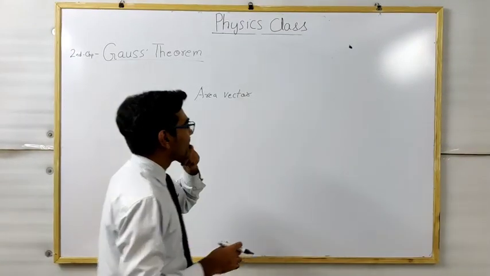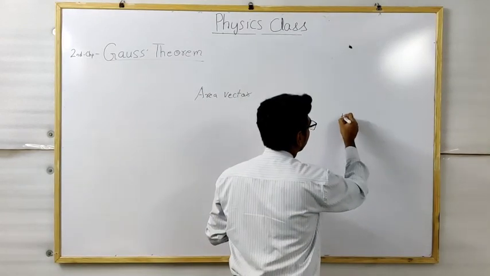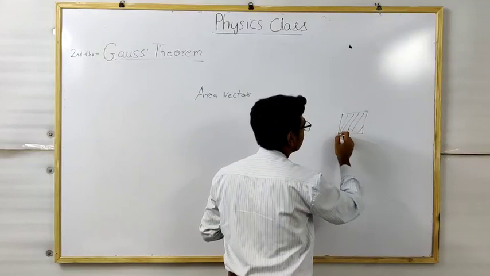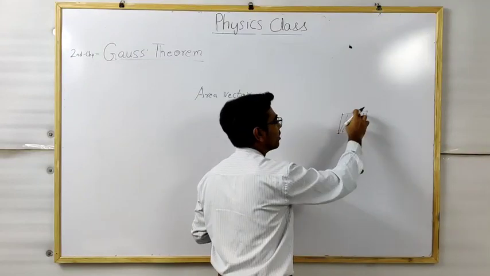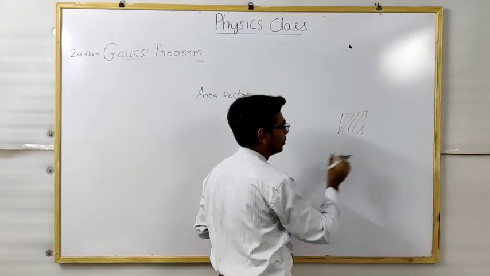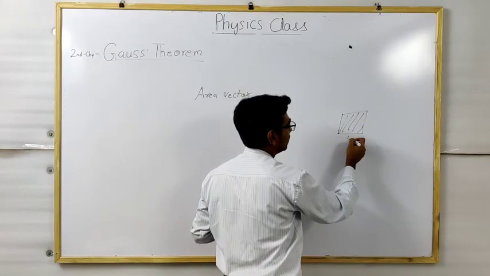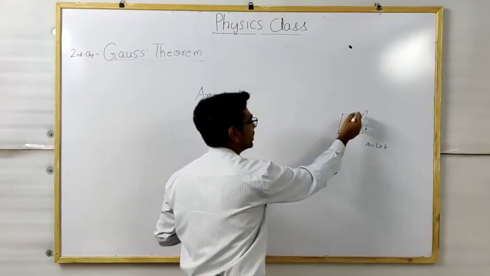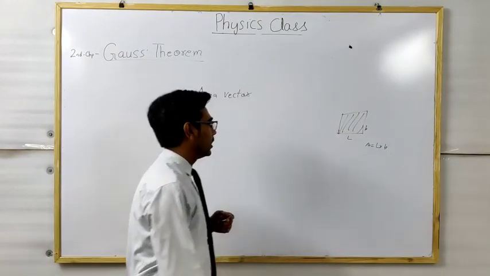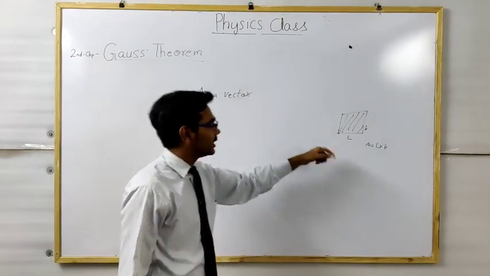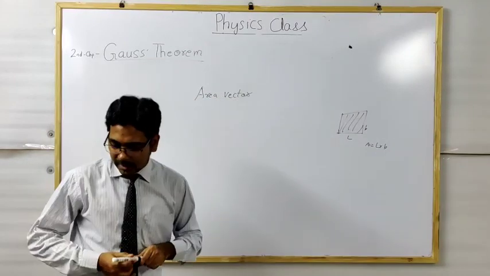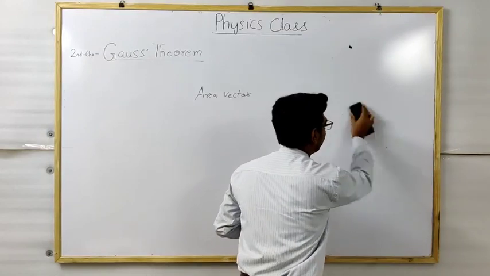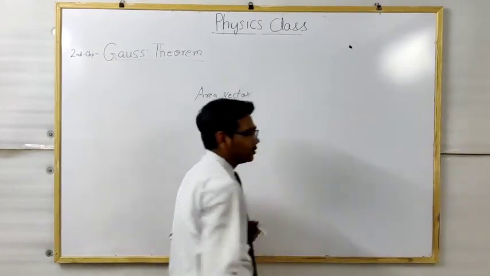Previously you have studied that area is the surface bounded by a closed loop. So for this area, with length and width, you get the area as length multiplied by breadth, and you get this shaded portion. And we have a notion that area is a scalar. But here we are dealing with the area vector. Area vector is a quite useful concept.